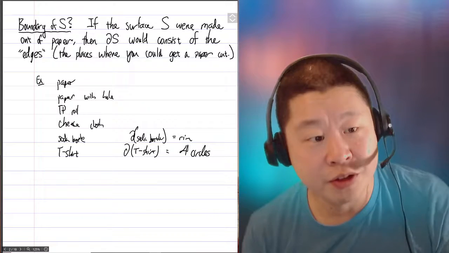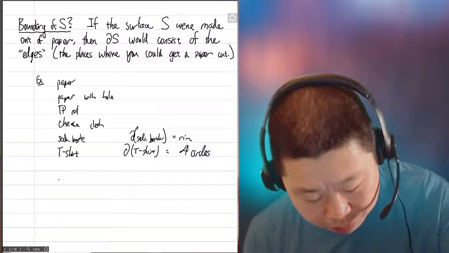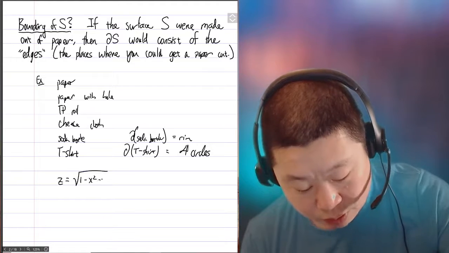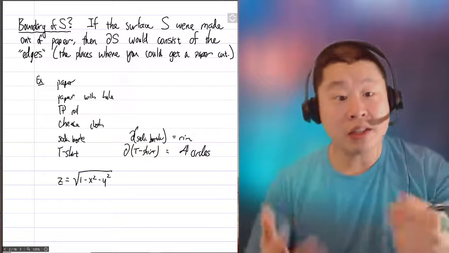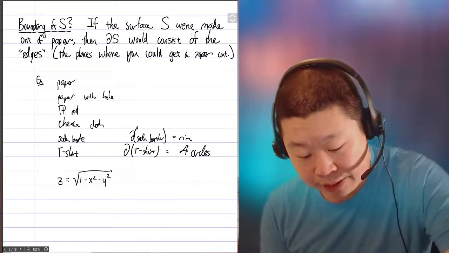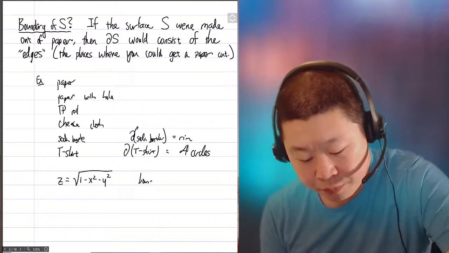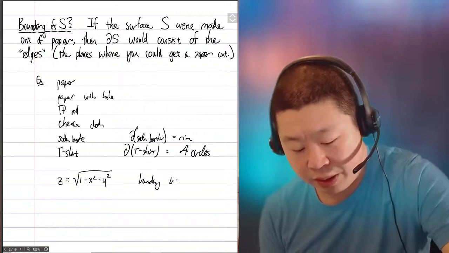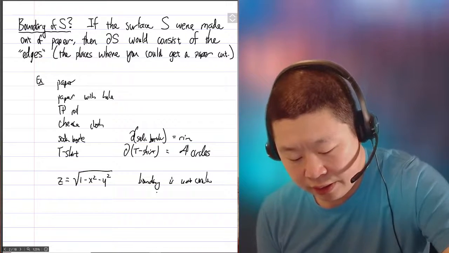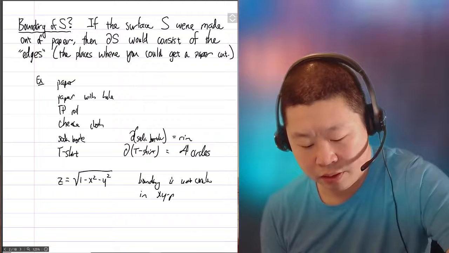And then for two more purely mathematical examples, let's take a look at z equals the square root of 1 minus x squared minus y squared. So this is the top half of a unit sphere. And so the boundary here is going to be a unit circle in the xy plane.